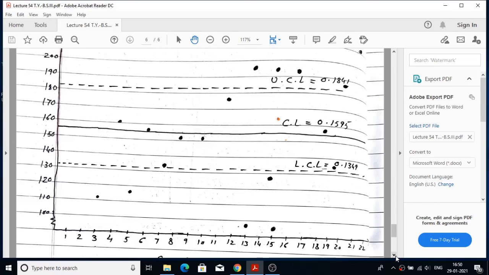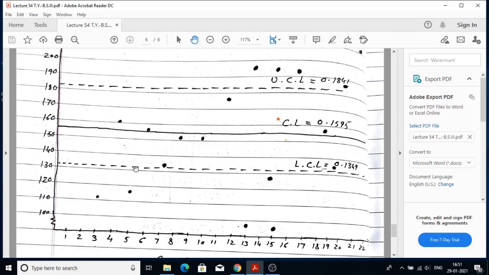Now this is our p chart. We'll plot all 22 samples on x-axis. So on the x-axis, we have to consider sample number 1, 2, 3, 4, 5, 6, 7, 8, 9, 10, 11, 12, 13, 14, 15, 16, 17, 18, 19, 20, 21, 22. Lower control limit we will plot at 0.1349. Central line we will plot at 0.1595 and upper control limit is nothing but 0.1841.